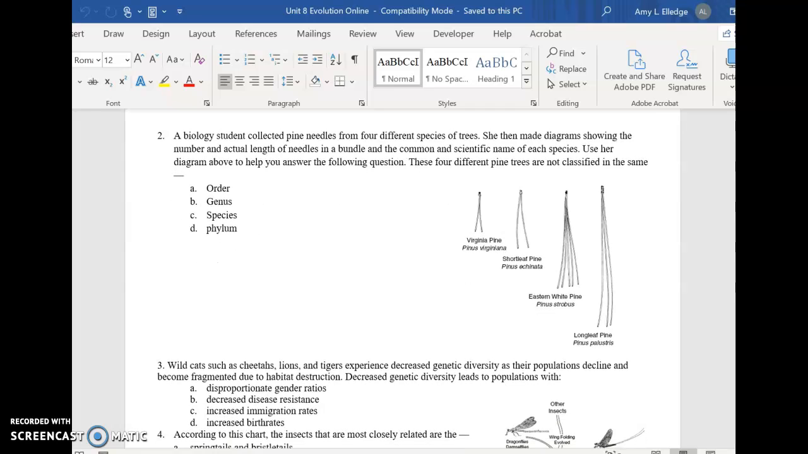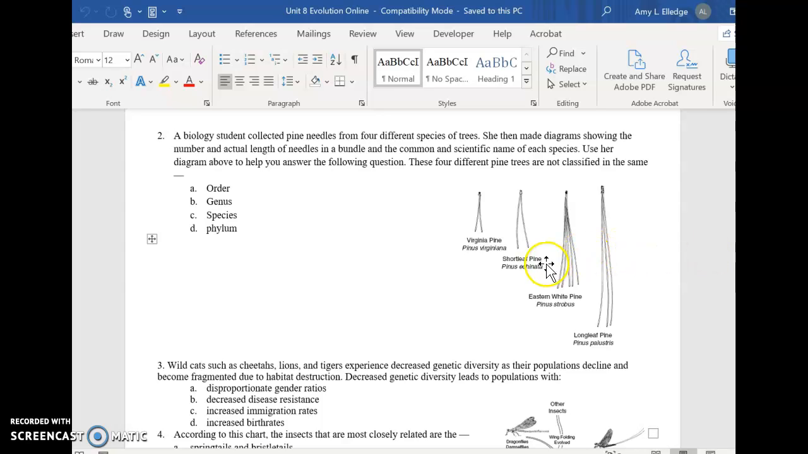A biology student collected pine needles from 4 different species of trees. She then made diagrams showing the number and actual length of the needles in the bundle and the common and scientific names of each species. Use your diagram above to help you answer the following question. These 4 different pine trees are not classified in the same.